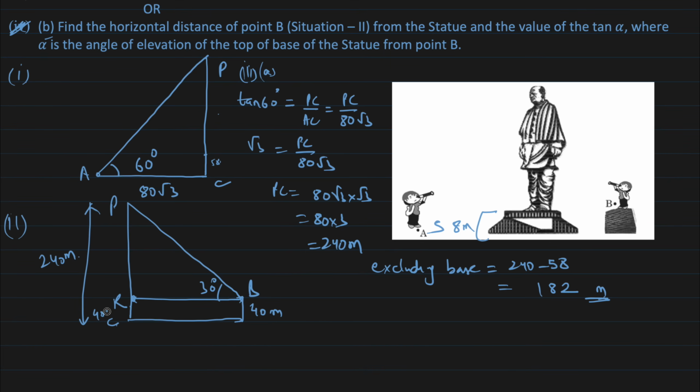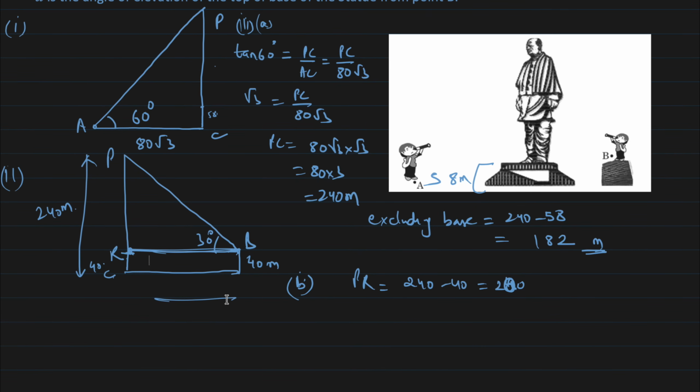From here first we will remove 40, because this is 40. So this PR equals, this is the B part I am doing. OK, so we have 240 minus 40, that is 200. So for the horizontal distance we will need that, 200. So this is 200. So I have tan 30 degrees equals perpendicular by base, so 200 by this BR. So tan 30 is 1 by root 3, so BR is 200 root 3 meters.